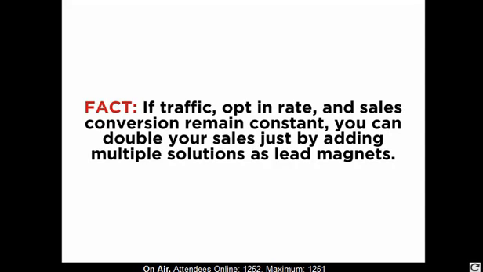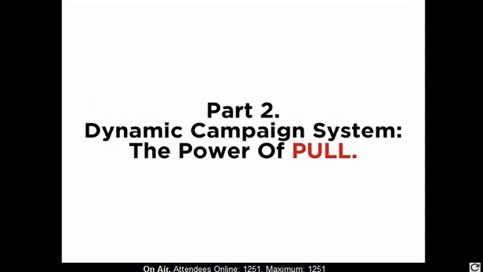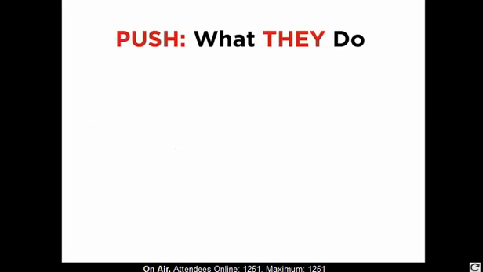However, let's look at part 2 of this, because part 2 is where this becomes ridiculous. All right. Now, part 2 is something I showed you called the dynamic campaign system. And you've probably been thinking, what in the world is a dynamic campaign system? Well, it utilizes the power of pull. It utilizes a little bit of NLP and psychology too. It's pretty sneaky.